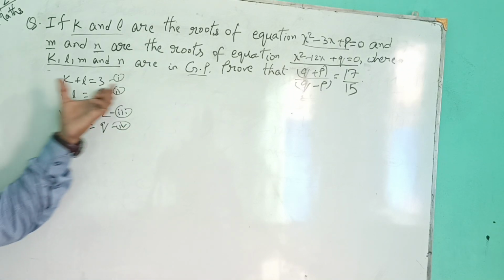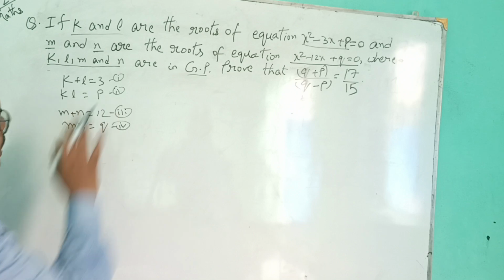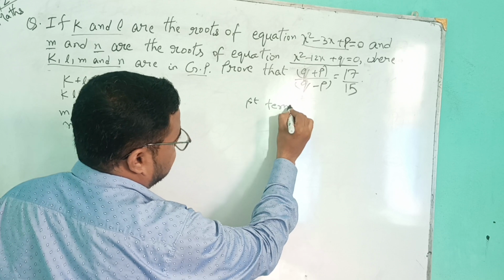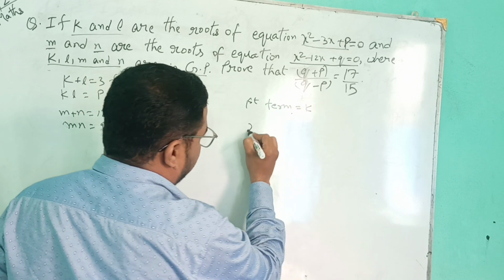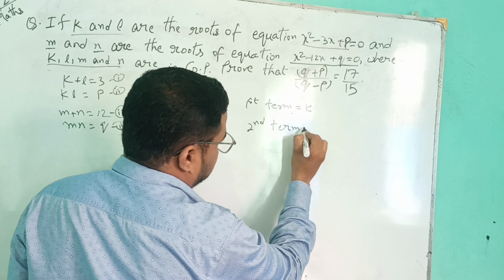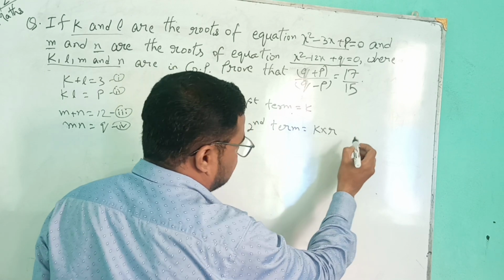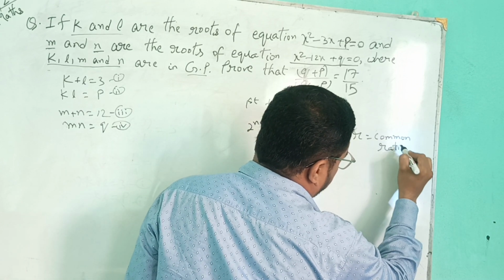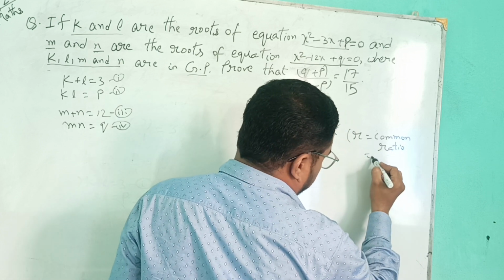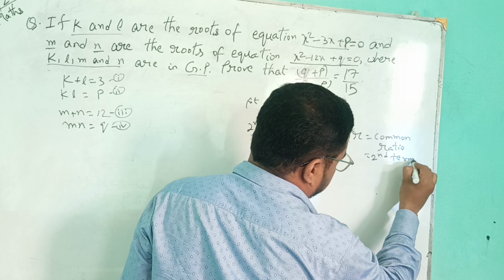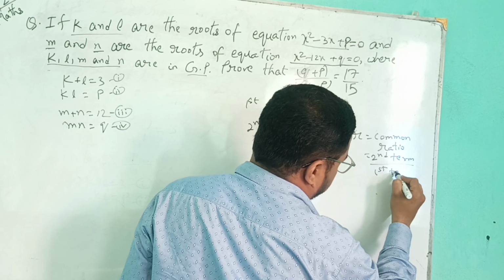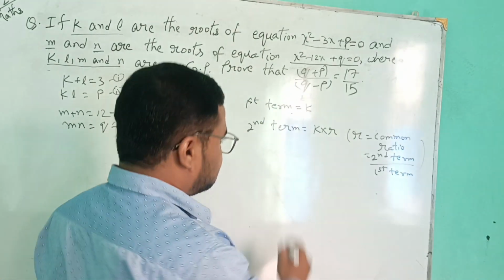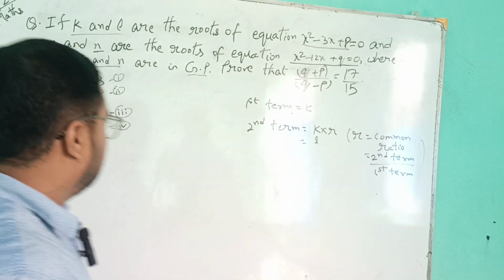Now we will use the concept of GP. k, l, m, n are in GP. Let us consider k as the first term. Then the second term will be k into r, where r is the common ratio, which is equal to the second term by the first term, and the third term by the second, as we know r is a common ratio. The second term will be k into r, and k into r equals l.